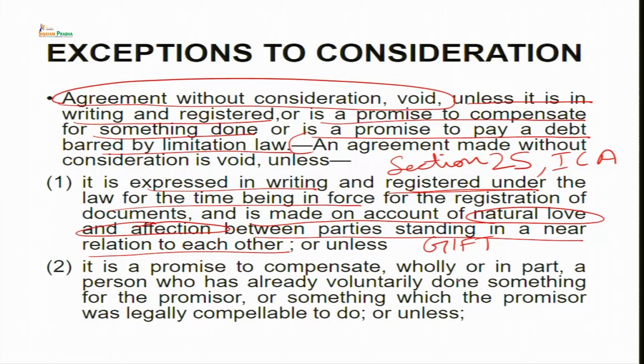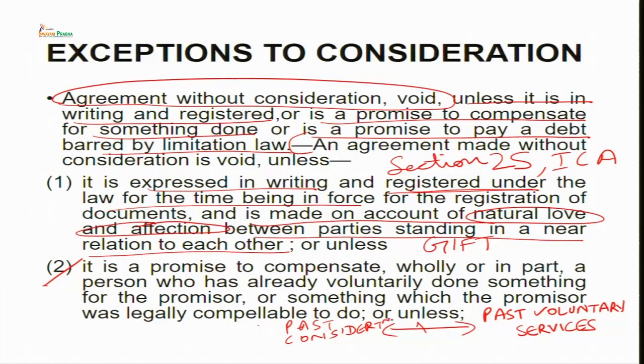And coming to the second subsection now. So, first subsection we just studied, that it deals with gift made out of natural love and affection. Then the second subsection is dealing with what we call past voluntary services. You need to distinguish past voluntary services from past consideration, right? You need to understand that there is a difference between past consideration and past voluntary services. Let's see what the difference between the two is.